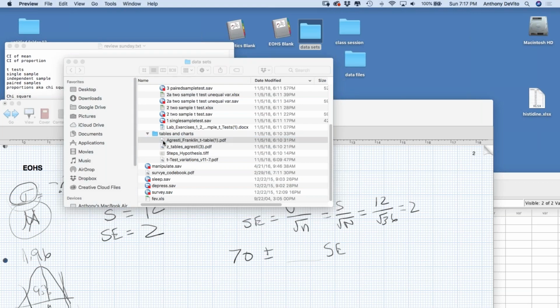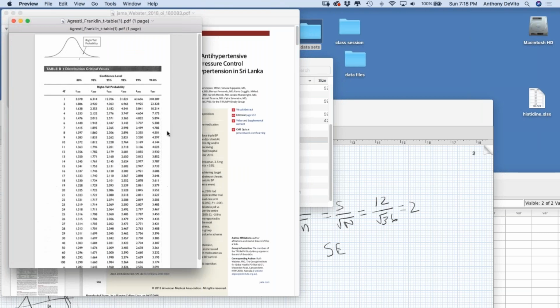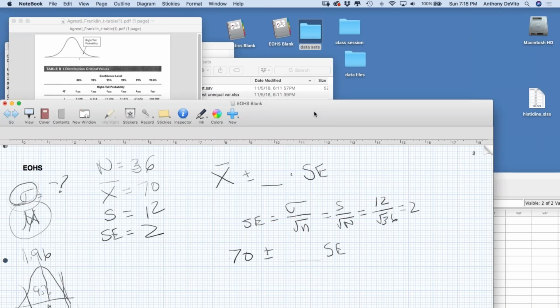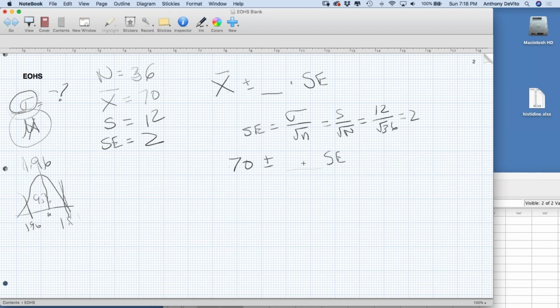Okay, so for a sample size of 36, which would represent 35 degrees of freedom, right? In other words, n minus 1 degrees of freedom. So with 35 degrees of freedom, we would be using a t-value, a number of standard errors for our calculation of the confidence interval, of 2.06. So I'm going to go back here, and I'm going to put 2.06 in here.